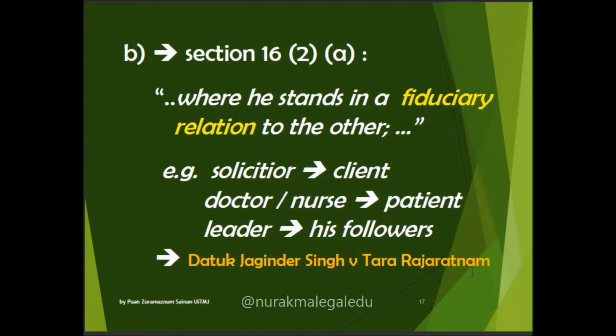Okay, in this case, the court held that the appellant and the respondent were in a solicitor-client relationship. Datuk Jaginder is the lawyer, and Tara Rajaratnam is the client. The transaction was unconscionable and therefore the burden was on the appellant to rebut the presumption of undue influence. Datuk Jaginder Singh's task was to prove that there was no presumption of undue influence, that the undue influence did not exist.